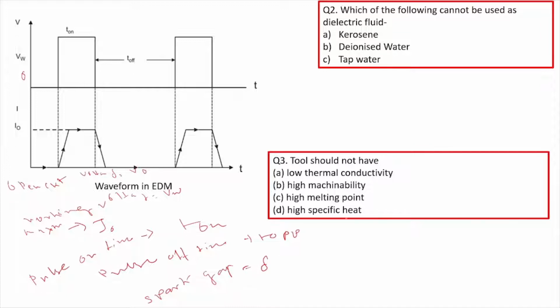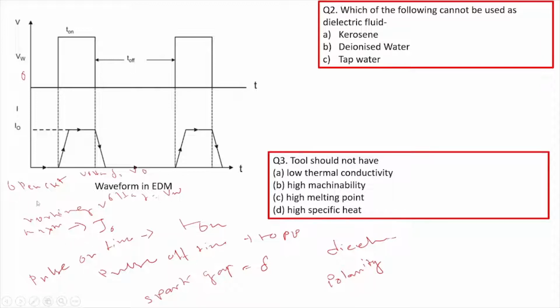Then the dielectric medium is another important process parameter. Then polarity. Okay, you are not understanding. Sorry, I'll try. The notepad is not clear.